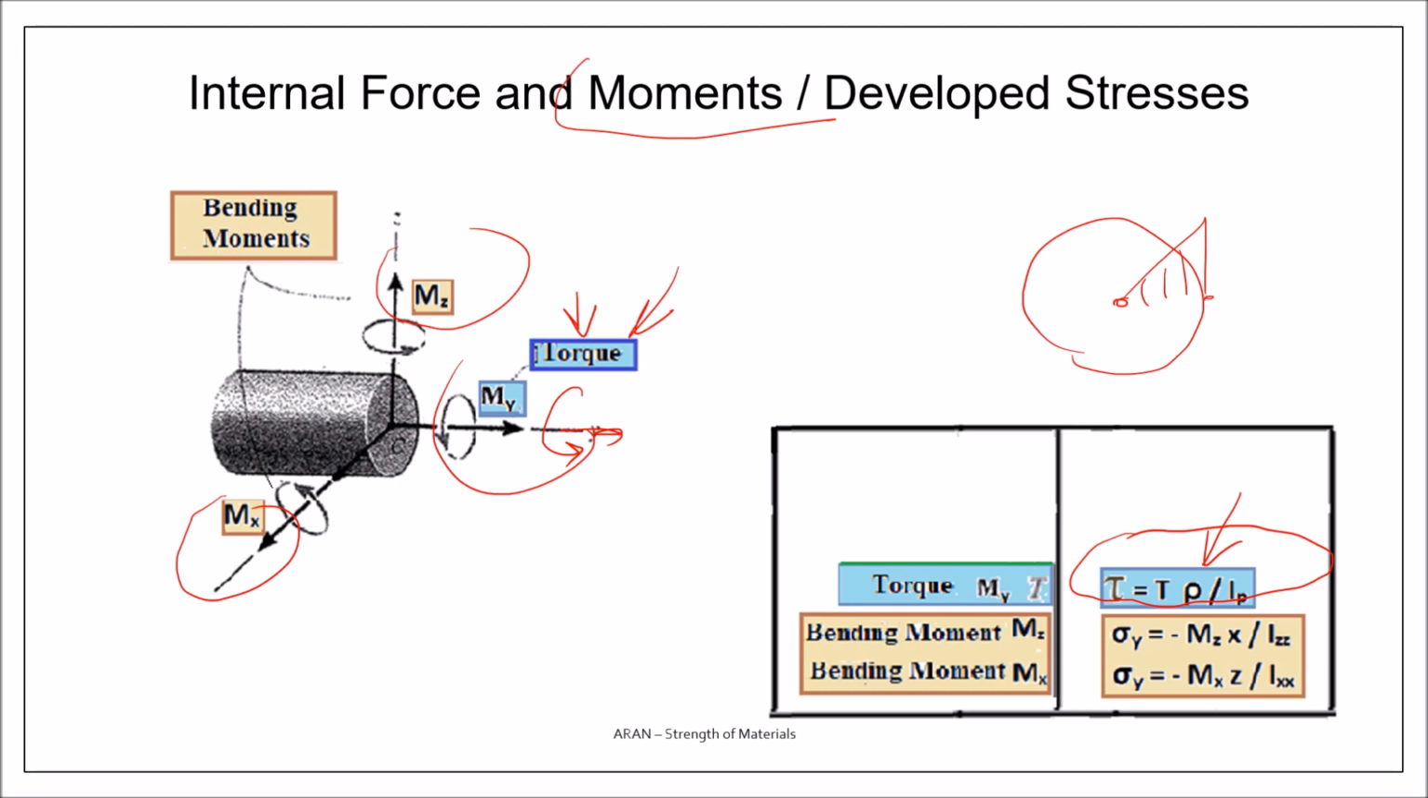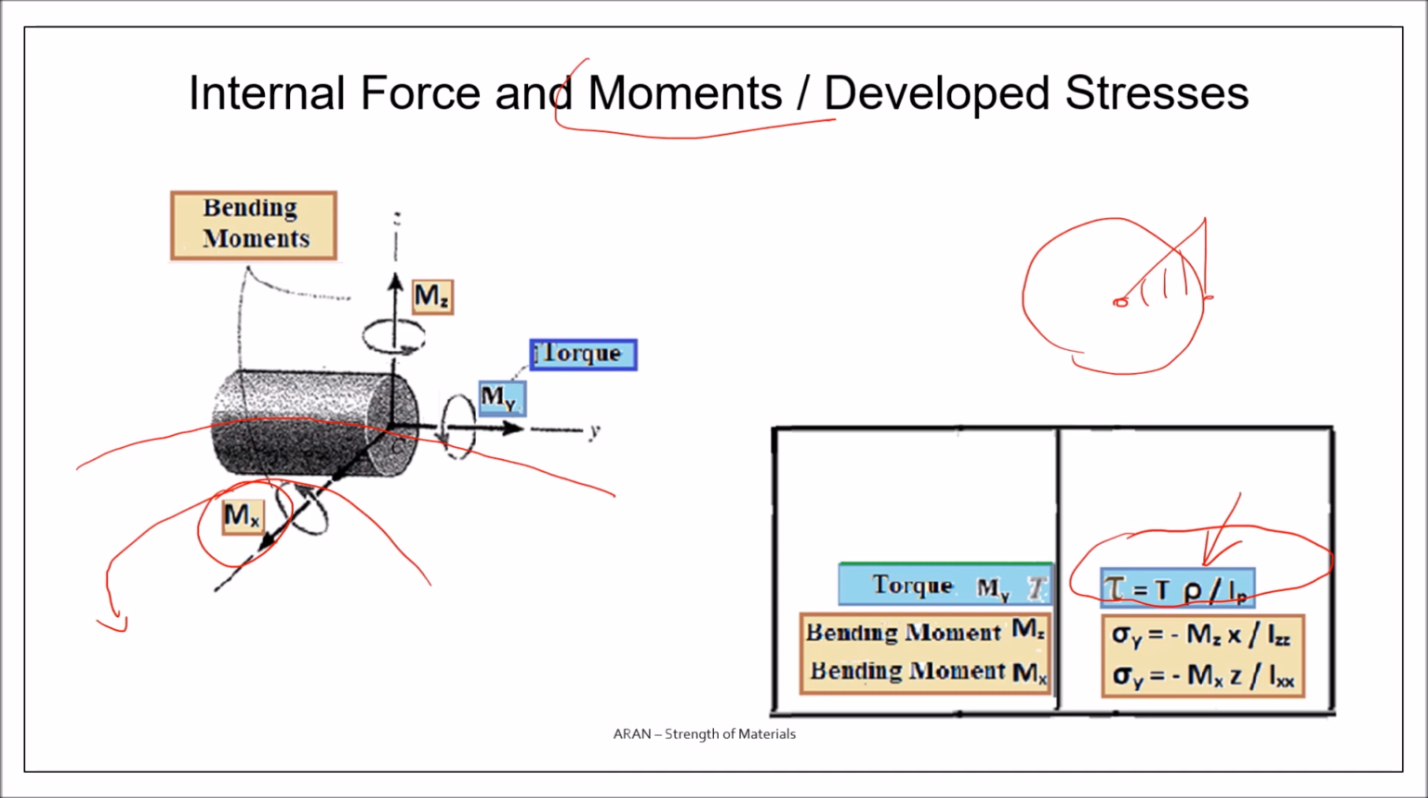Besides, we have bending moments. Let's consider the bending moment mx. Mx causes a bending around the x-axis, and imagine, well, we have a deformation like this. So on the top we will have positive, on the bottom surface we will have a negative, and 0 in the middle. So in this case we will have again a distribution, positive, negative, 0 on the neutral axis.